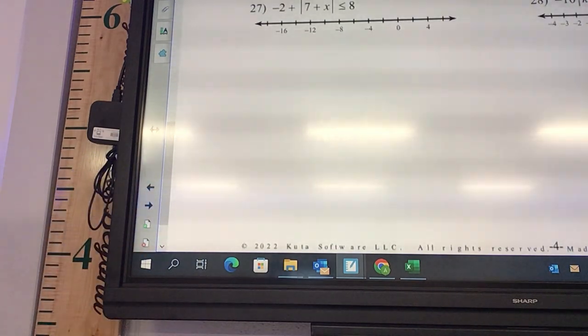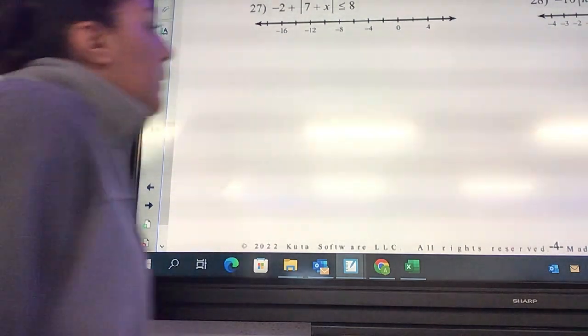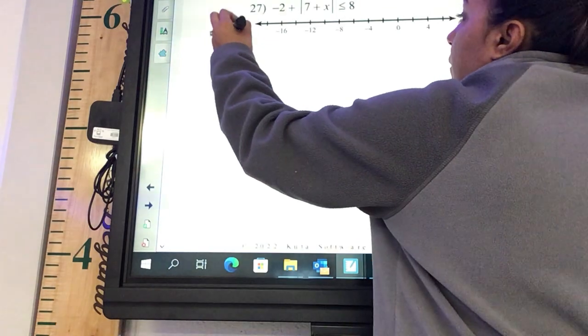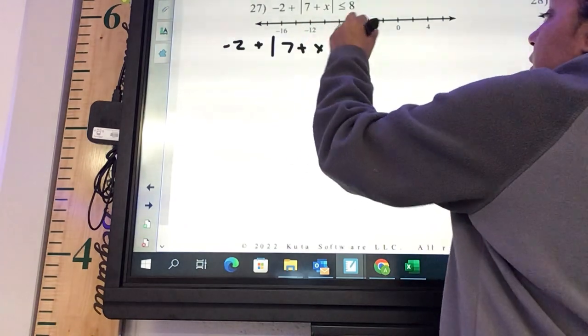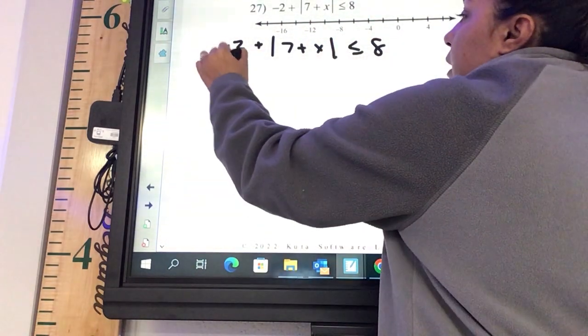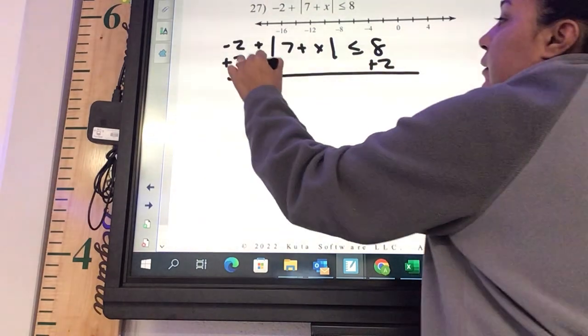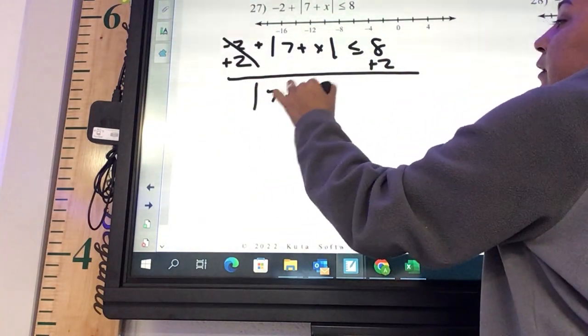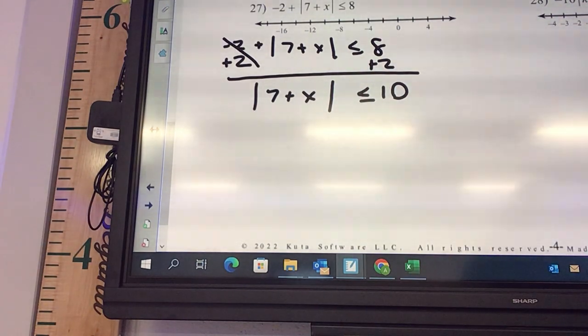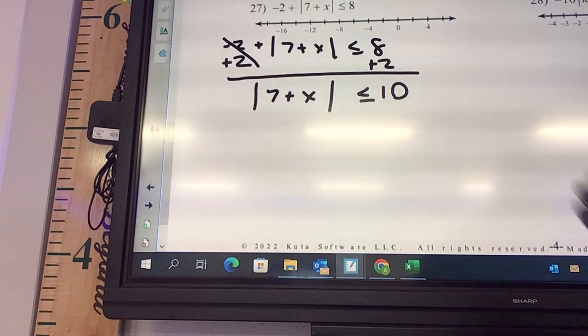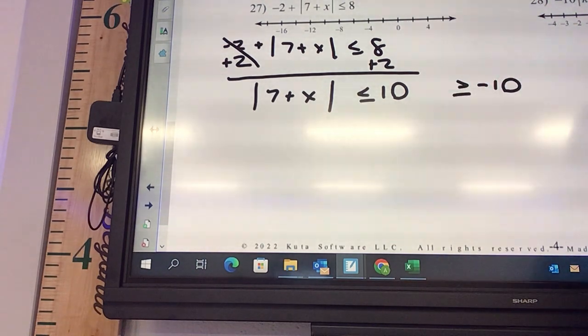Okay, 27. Is there stuff on the outside of the bars? Yes or no? Yes. Okay, so before you can do anything, you need to move that stuff first. So I'm going to say plus 2, plus 2. Now see how there's nothing in front of the bars? Now you can say comma, you flip it and make it a negative. So now we can say flip it and make it a negative 10.